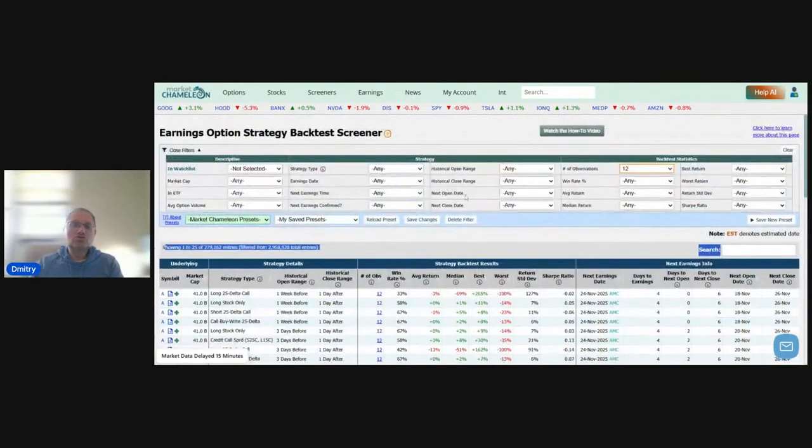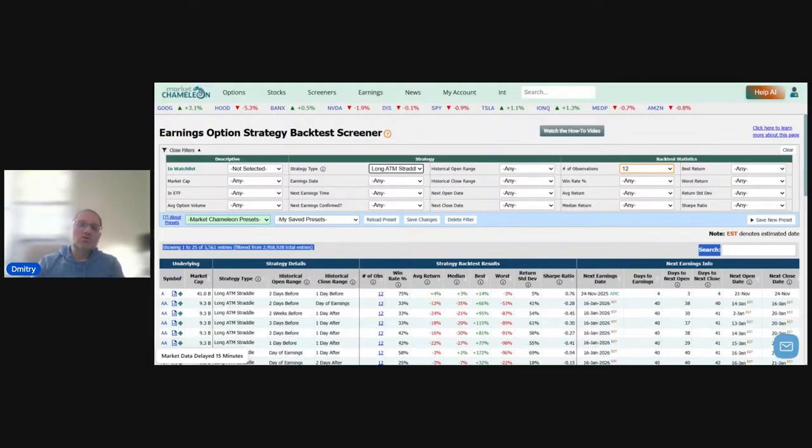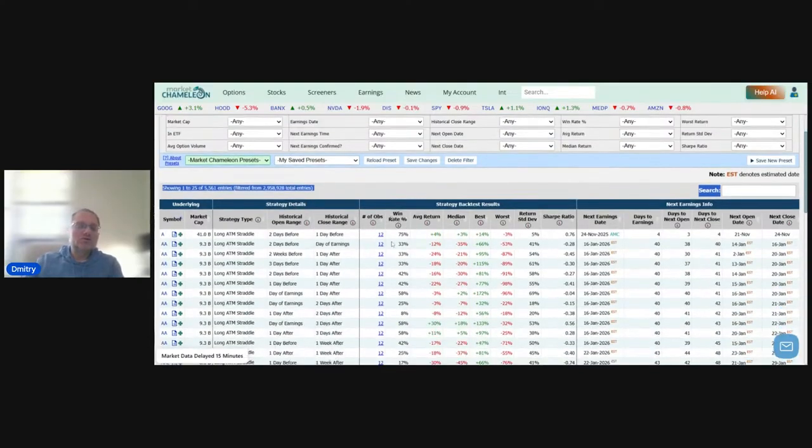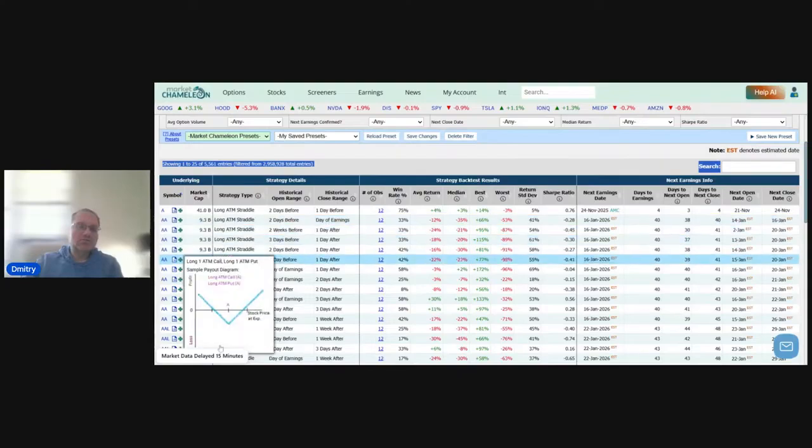But what we're going to do is first take this strategy. You see all these different strategies, and we're going to filter them down to at-the-money straddles. So we're going to go to strategy type, and then we're going to take a look at a long at-the-money straddle. Okay, so click on that, and this will now filter. You could see long at-the-money straddles. See, these are the different symbols here.